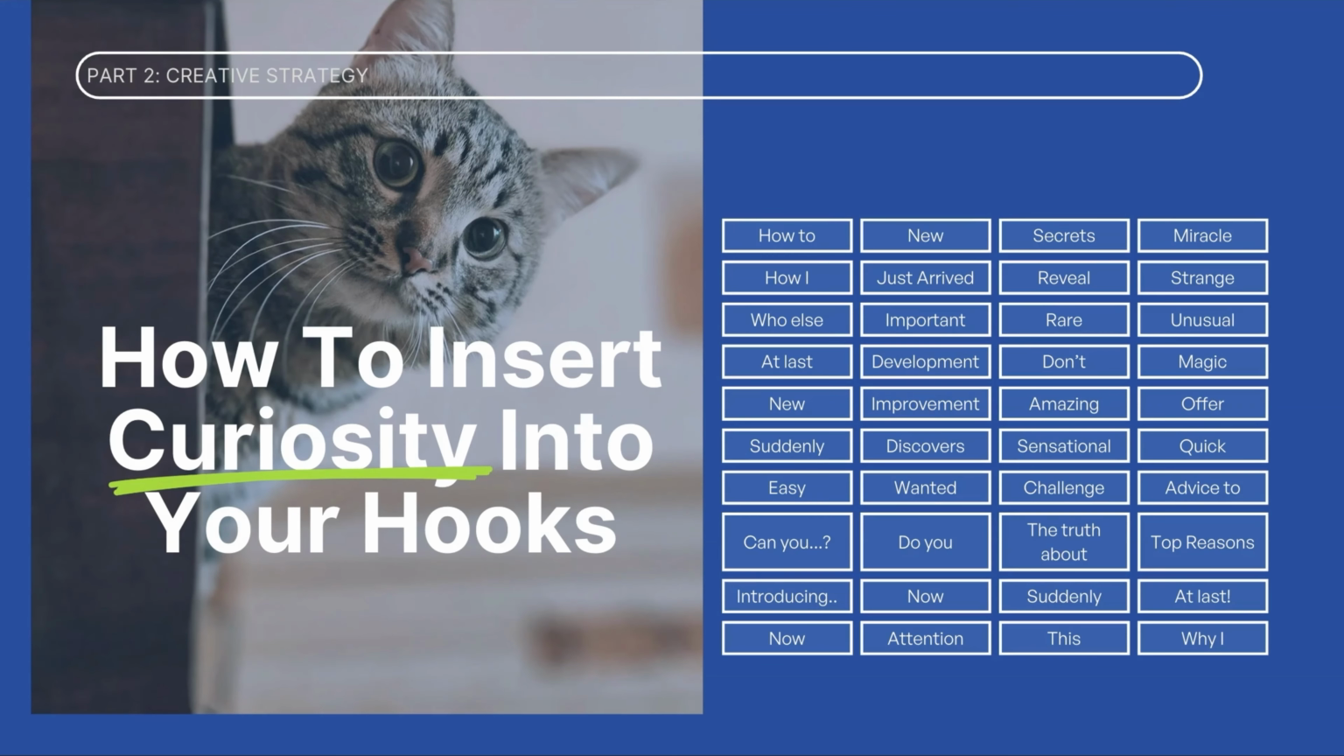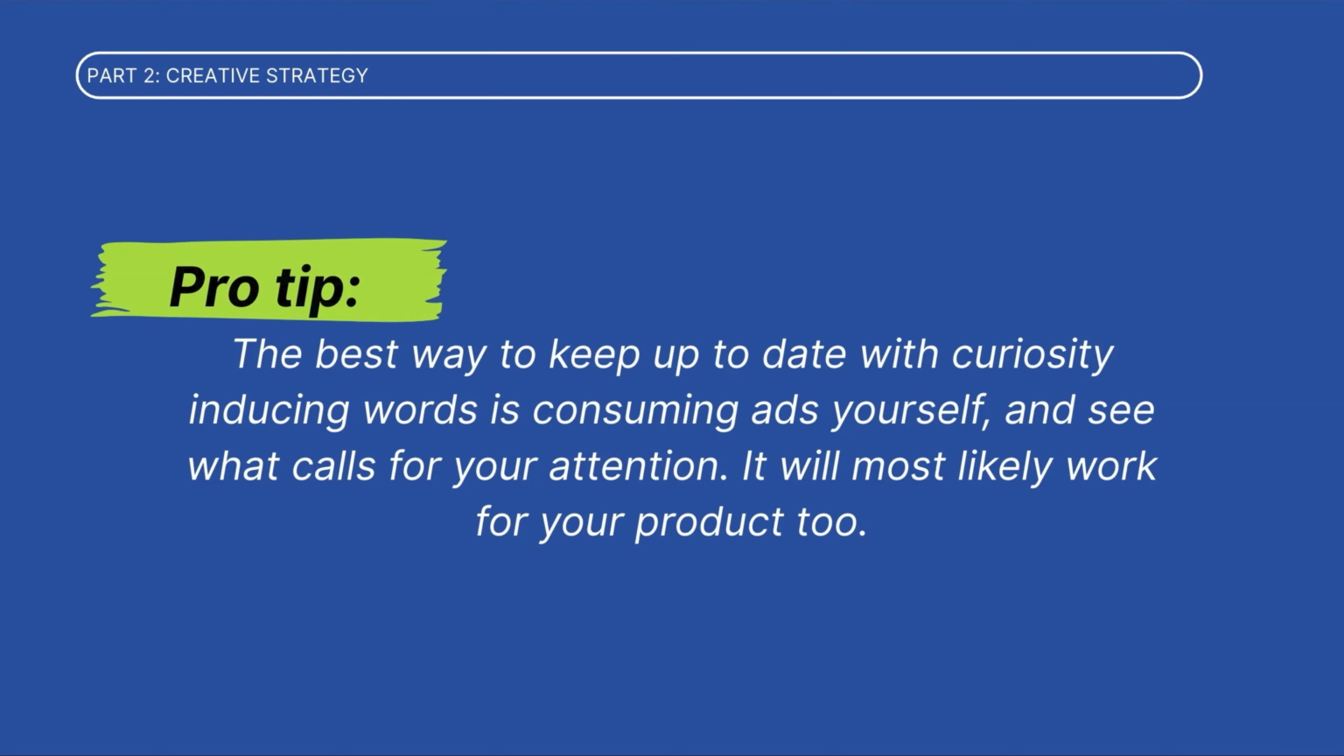Here's how to insert curiosity into your hooks. Here's the list of words and phrases that excel at creating that curiosity feeling in your Meta and Instagram ads. You see this all the time because they work, so learn how to use them to your advantage. Some of these curiosity-inducing keywords have been used for more than a century of advertising, and some have gotten popular lately on mediums like Reels and TikTok. Here's a tip. The best way to keep up to date with curiosity-inducing words is consuming ads yourself and see what calls for your attention. It will most likely work for your product too.